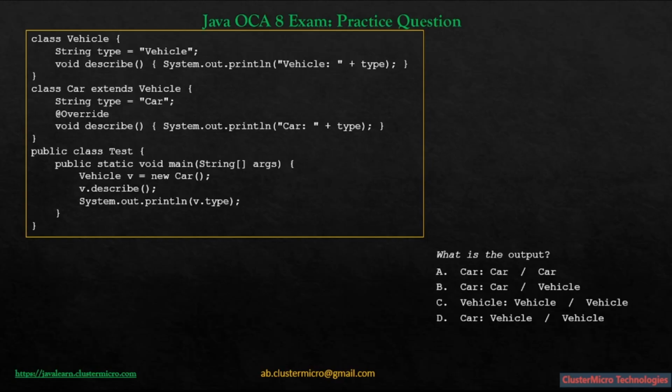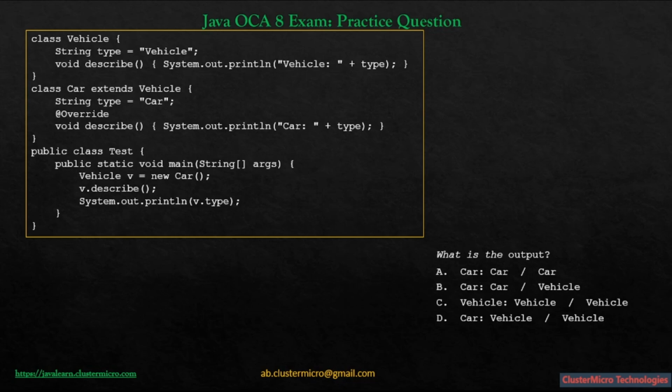Describe is an instance method, and Car has overridden it with @Override. The compiler checks, does Vehicle have describe? Yes, the call is allowed. At runtime, however, Java looks at the actual object Car and finds Car's describe method and runs it. So inside that Car's describe method we have System.out.println, then "Car: " plus type. Now which type does this refer to? We are inside Car's own method, so the implicit this is a Car object, right? So type here refers to Car's own type field, Car. So the output is Car: Car.